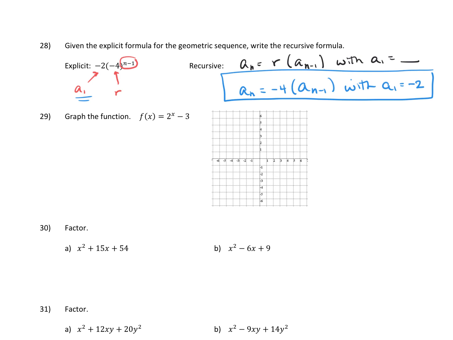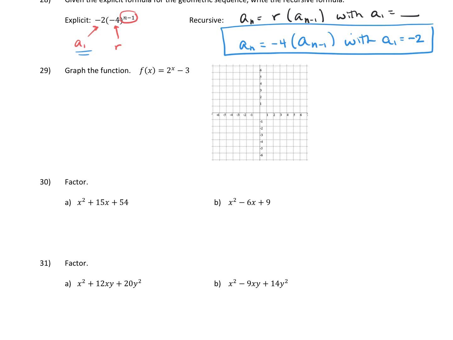All right, number 29, graph the function 2 to the x power minus 3. So what we're going to do is we are going to write a table of values for f of x equals 2 to the x power, and then this minus 3 on the end tells us to shift our entire graph down 3 units. But we will start by just getting a table of values for 2 to the x.